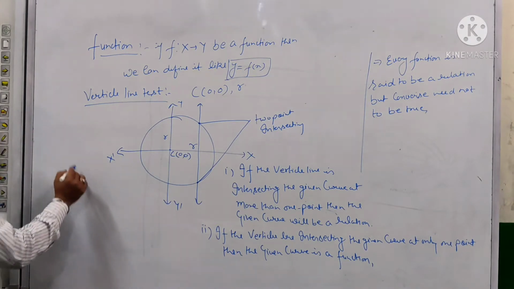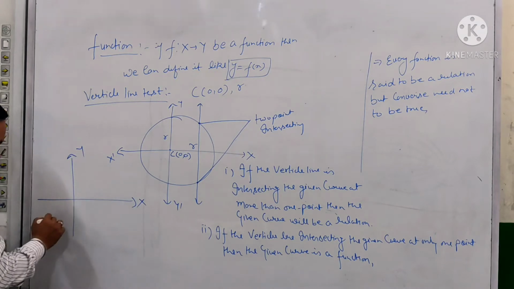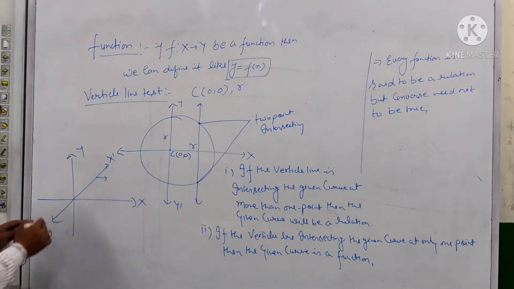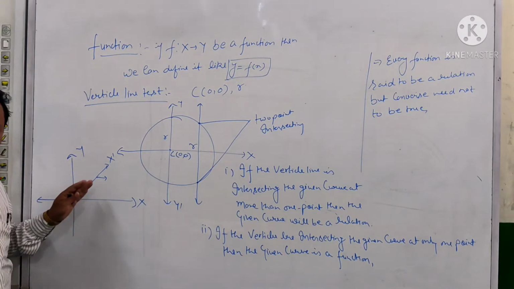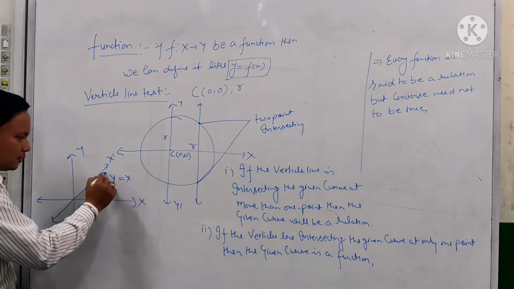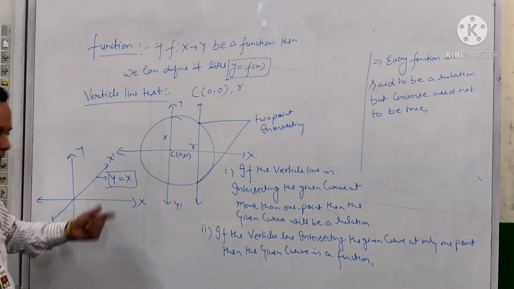Now let us suppose another diagram, that it be the x-axis, it be the y-axis, and let there be the identity function. This is a line passing through the origin with an angle of 45 degrees. Okay, so this is the identity function. We all know, and in 11th standard we have discussed, the identity function.